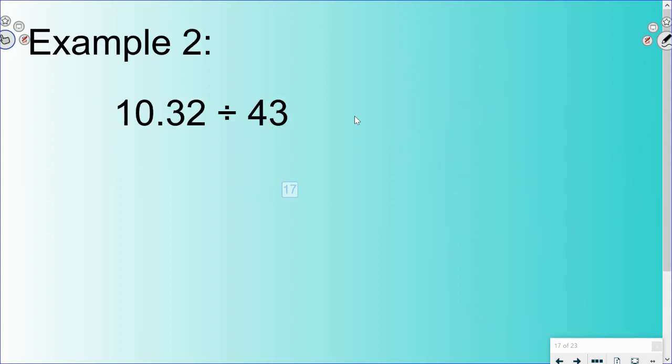and try again. Let's try 10 and 32 hundredths divided by 43. 10 and 32 hundredths split into 43 parts. First, come up with my estimate. Well, 10 cannot be split into 40. Well, it can, but it's tiny little pieces. So I don't know. Maybe the answer here is about a half, something like that.